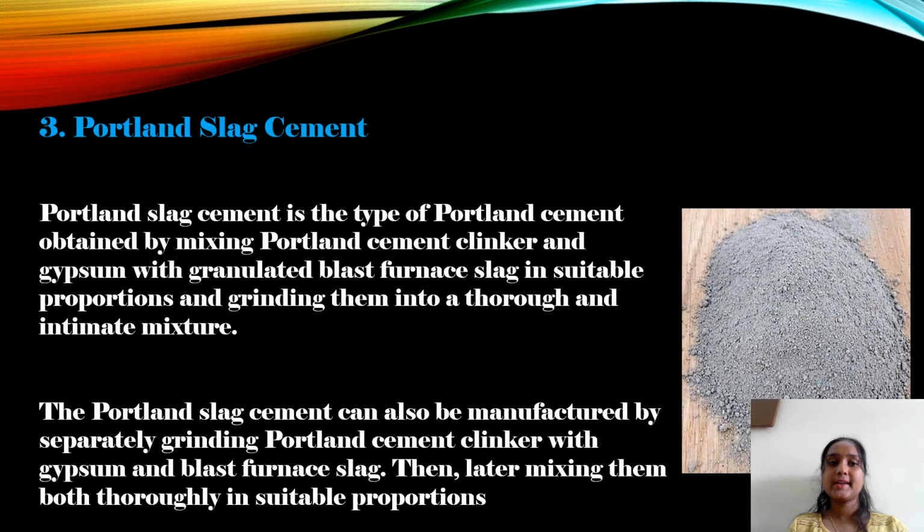Last type of cement is Portland slag cement. Portland slag cement is the type of Portland cement obtained by mixing Portland cement clinker and gypsum with granulated blast furnace slag in suitable proportions and grinding them into a thorough and intimate mixture. Portland slag cement can also be manufactured by separately grinding Portland cement clinker with gypsum and blast furnace slag, then mixing them both thoroughly in suitable proportions.